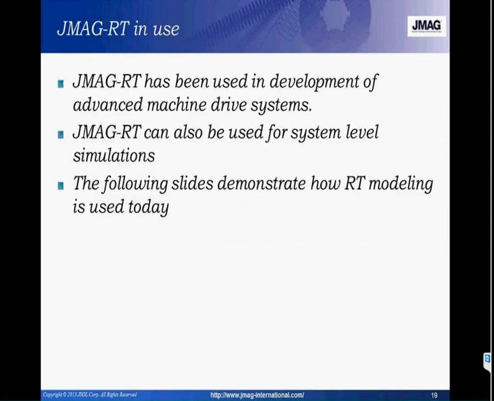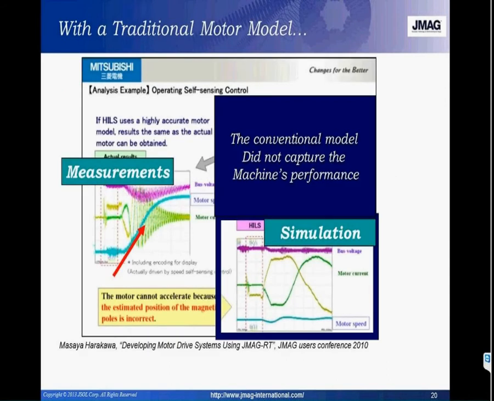Other JMAG RT usage examples: we've seen JMAG RT used in the development of advanced machine drive systems. It can also be used for system-level simulations, and the following couple slides demonstrate how RT modeling can be used today. This is an example taken from our users conference given by Mitsubishi, where the conventional motor model they used did not capture the machine's performance. Their actual measured performance shows a lot of nonlinear behavior, but the simulated motor performance is all very nicely behaved. So we're missing all that dynamic content that is actually occurring in the machine when we use a very simple machine model.